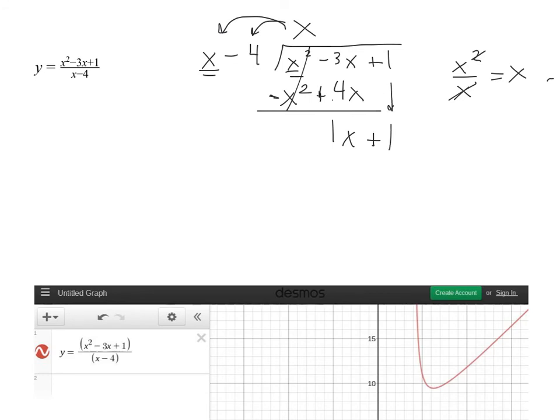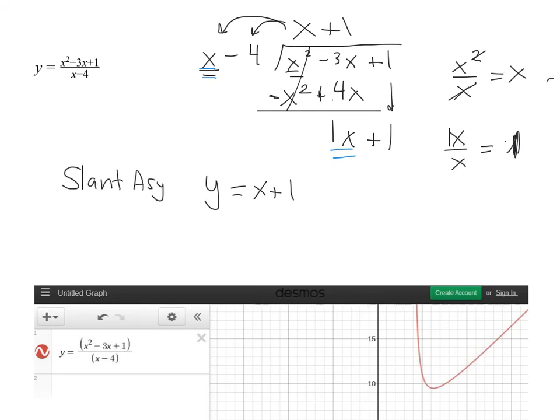I won't need that bring down part though, because you'll notice now I'll take this x on the outside and this x on the inside, and I'll divide those. So 1x divided by x is going to be 1. So I put my 1 there and I stop, because all I have to do is go until I get a constant. Now my asymptote is going to be y equals x plus 1. Well, that is a slanted line. So I have a slant asymptote of y equals x plus 1.